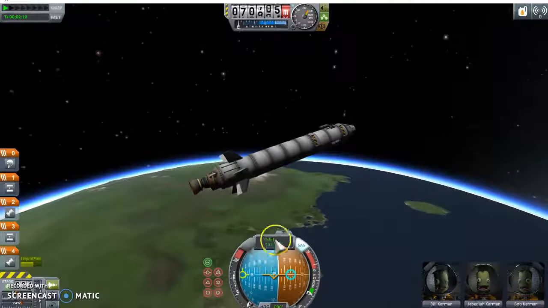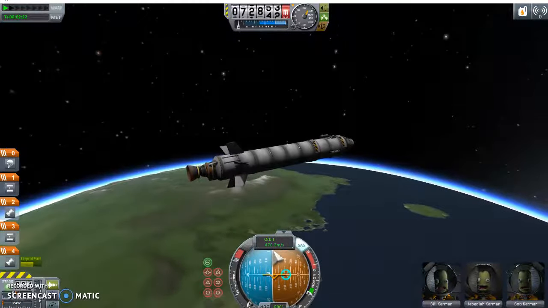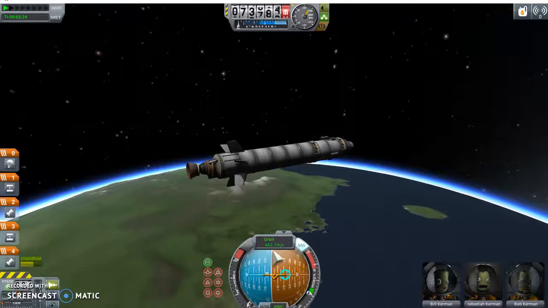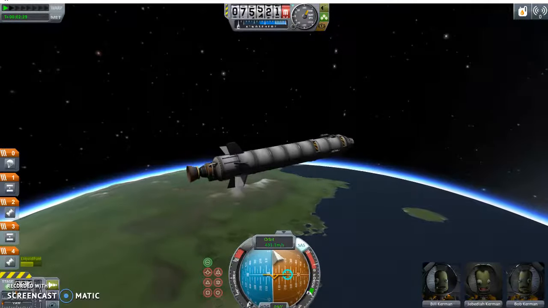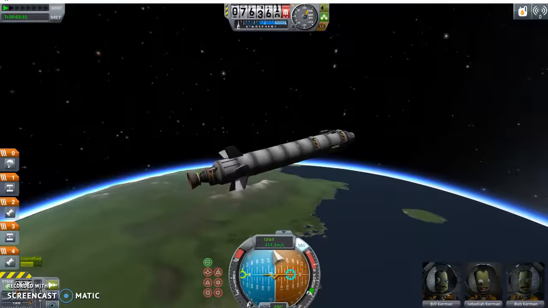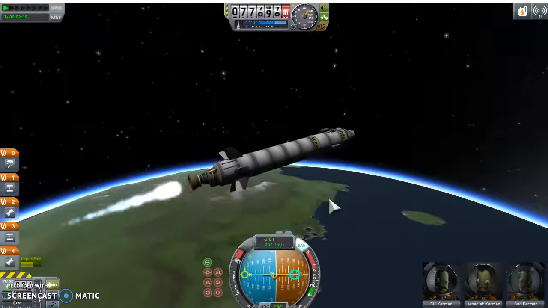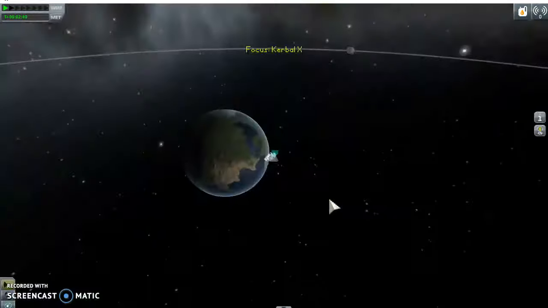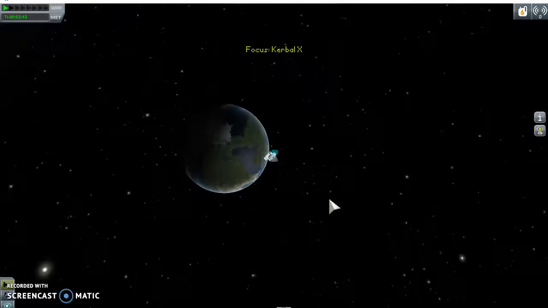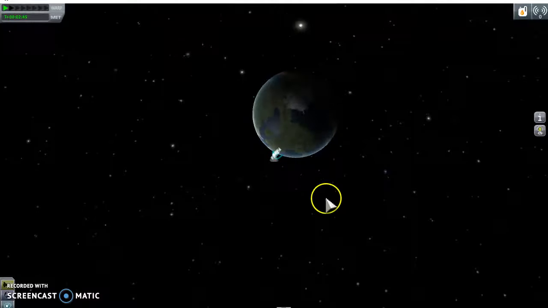Would you look at that? We're out of the atmosphere and our speed is still decreasing because gravity is still pulling us down. It's just a lot less. Now we have to go sideways in orbit to stay there. And the thing is, it's very hard to stay in orbit.